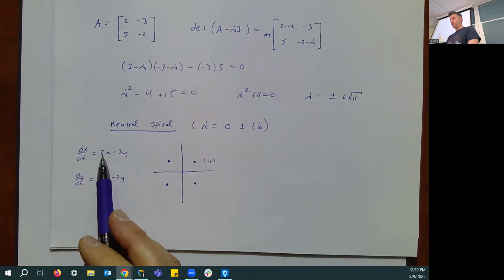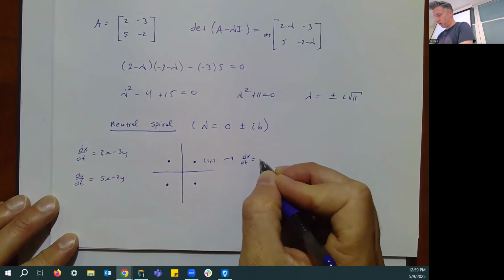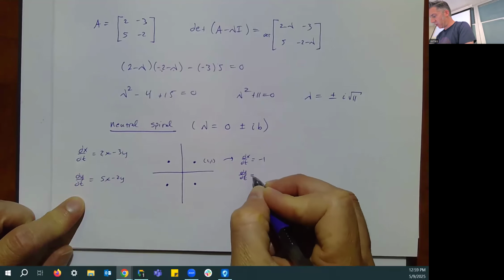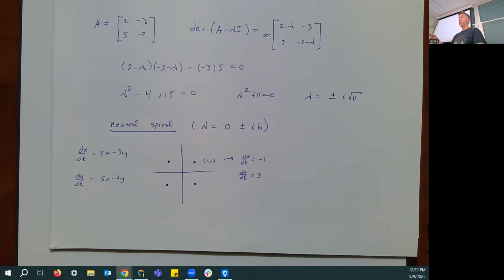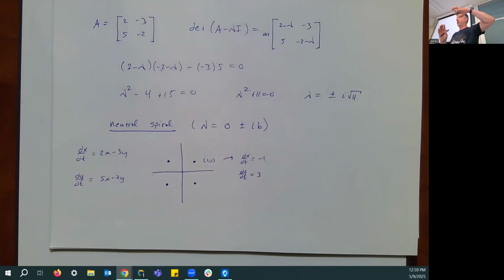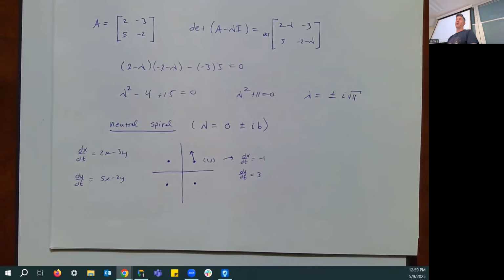So if I plug in 1 for x and 1 for y, my dx/dt is going to equal 2 minus 3, and my dy/dt is going to equal 5 minus 2. So my vector at that point is pointing 1 left and 3 up. Now I'm not going to go 1 left and 3 up. I'm going to shrink it down so it points in that direction. So I'm going left and up, and more up than left, 3 times as much, really. So my vector probably points something like that, 1 left and 3 up, or some appropriate fraction of those.